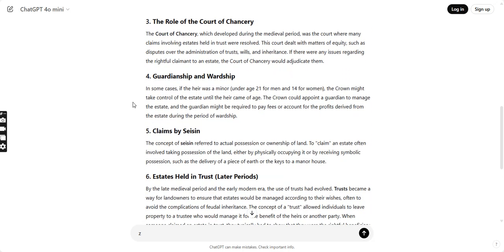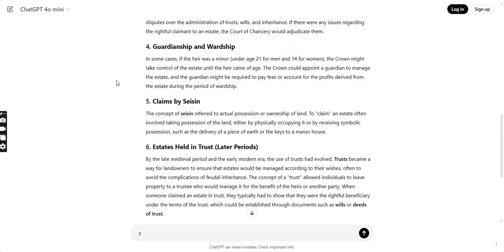This is really good. Number 4, guardianship and wardship. In some cases, if the heir was a minor, under the age of 21 for men and 14 for women, the crown might take control of the estate until the heir came of age. The crown could appoint a guardian to manage the estate, and the guardian might be required to pay fees or account for the profits derived from the estate during the period of wardship. Wow, that's interesting.